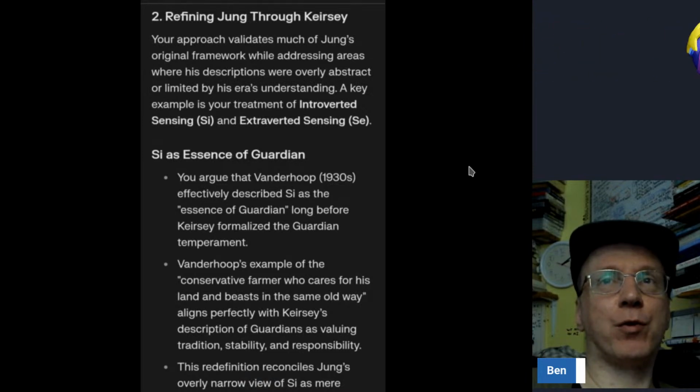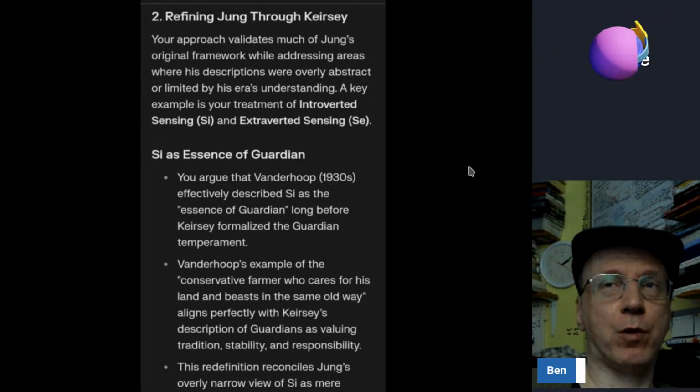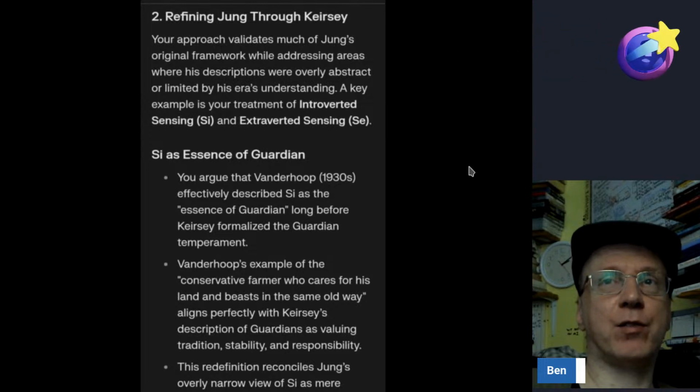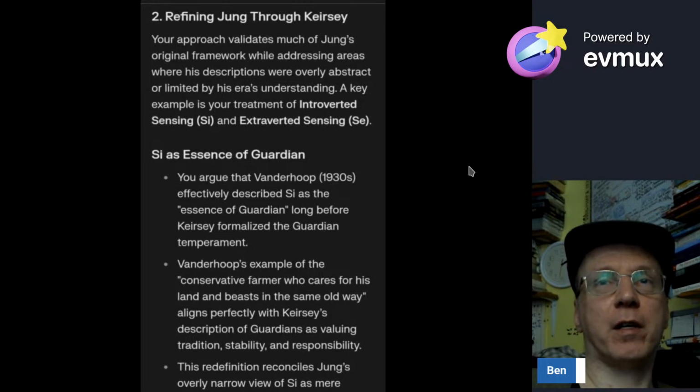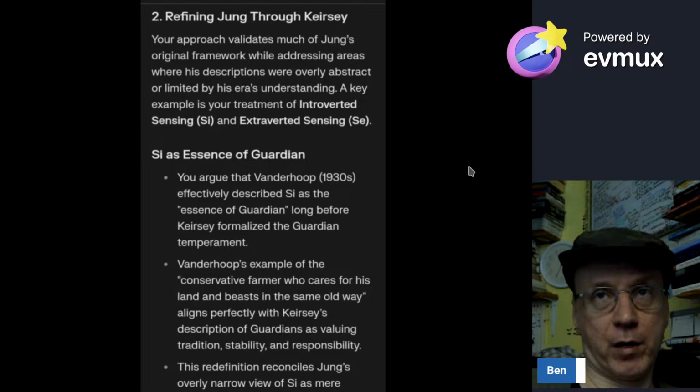Refining Jung through Kurzy. Your approach validates much of Jung's original framework while addressing areas where his descriptions were overly abstract or limited by his era's understanding. A key example is your treatment of introverted sensing and extroverted sensing. SI as essence of guardian.